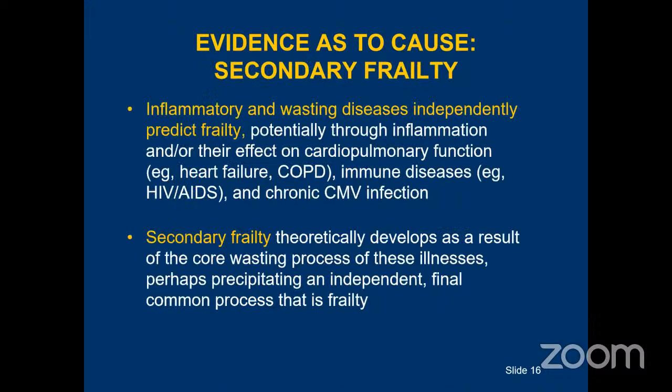So we previously discussed primary, now we're going to discuss secondary frailty. So secondary frailty is inflammatory. As we said before, it's due to diseases, right? So inflammatory or wasting diseases independently predict frailty, potentially through the inflammation or their effect on cardiopulmonary function, immune diseases, and chronic cytomegalovirus infection. Secondly, frailty theoretically develops as a result of the core wasting process of these illnesses, perhaps precipitating an independent final common process that is frailty.